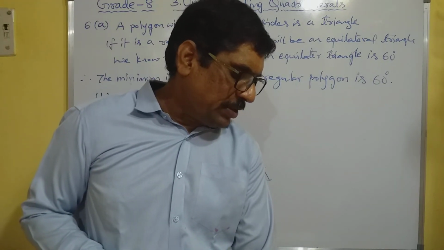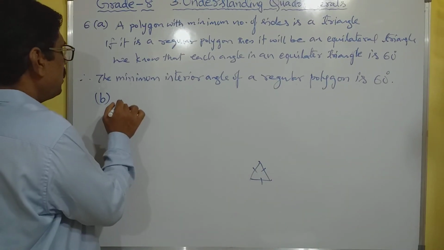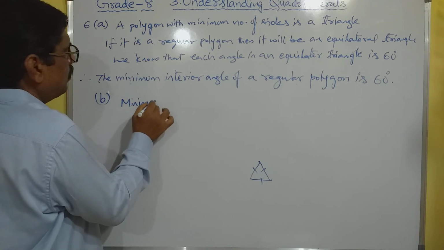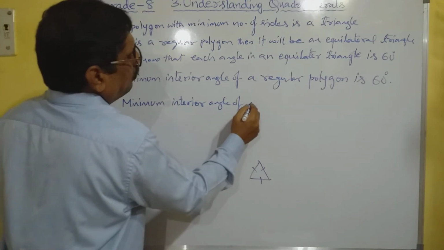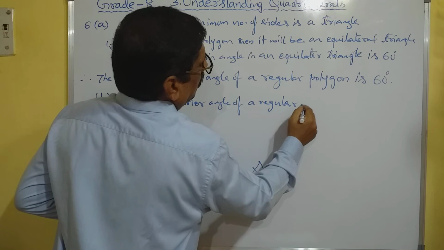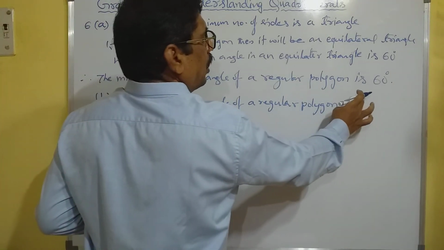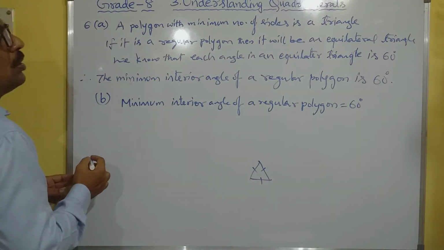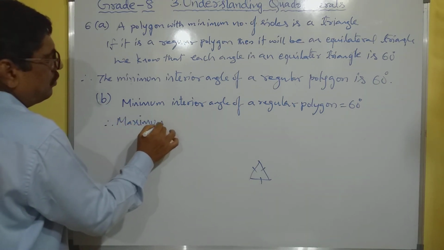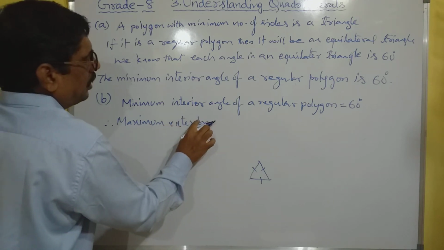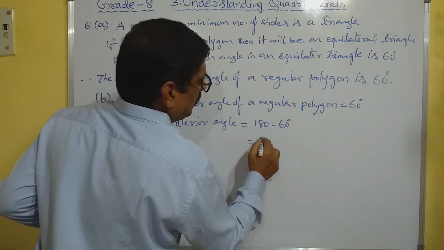And there is another question in this problem, that is B. What is the maximum exterior angle possible for a regular polygon? So each minimum interior angle of a regular polygon is equal to 60 degrees. Just now we have discovered. Okay. Now therefore maximum exterior angle is equal to 180 minus this interior angle, that is 120 degrees.